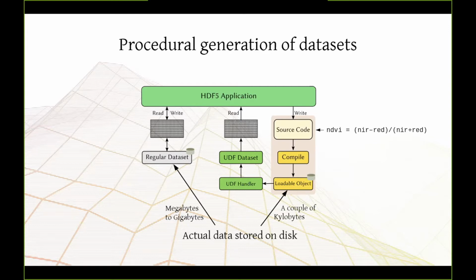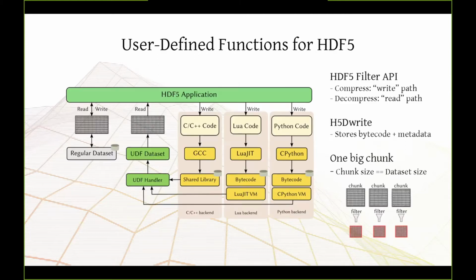And the big advantage here is that the data that you are storing is much smaller than an actual data set. Whereas regularly you have a few megabytes up to a few gigabytes of disk space being used, you only have a few kilobytes when you are storing bytecode for a stored procedure. So this is a better picture of the entire architecture.